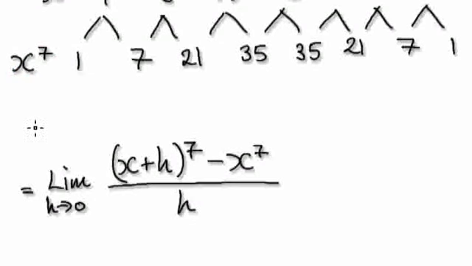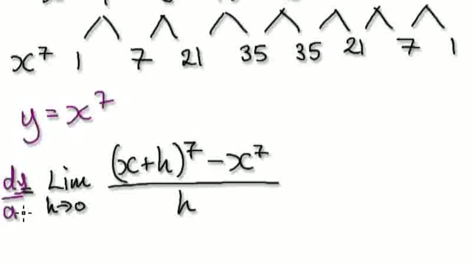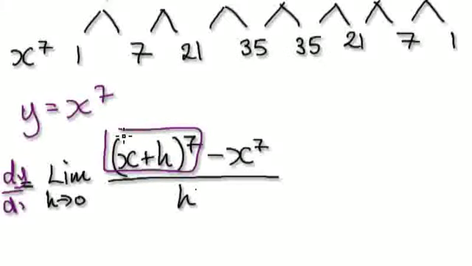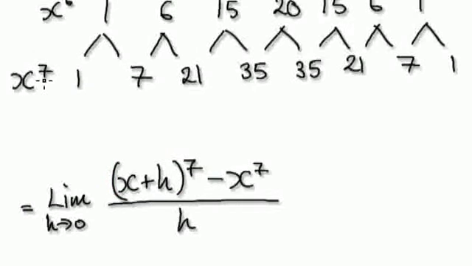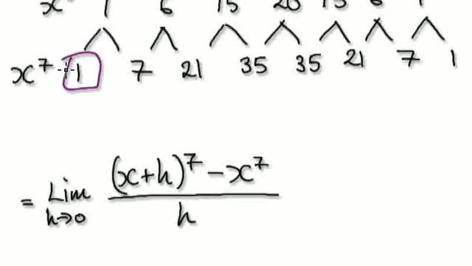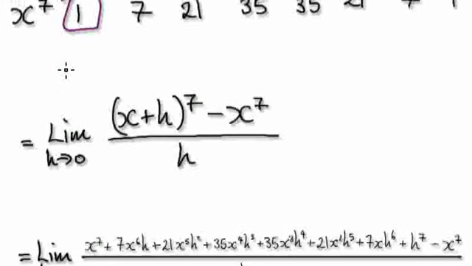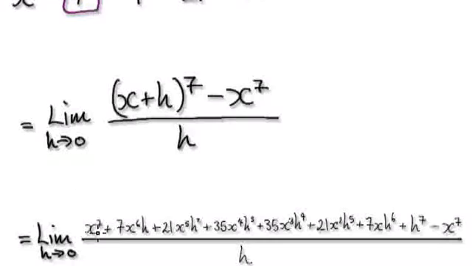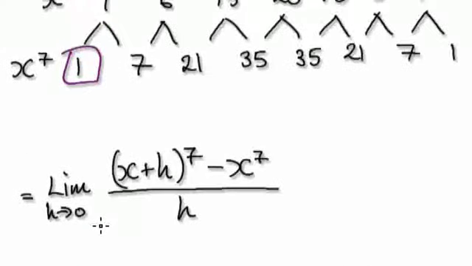So if you want to work out, let's say, y equals x to the power of 7, so dy by dx here would be this. But the hard part is in this bit here. So you would then use Pascal's triangle here. If you look at x to the power of 7 here, the first coefficient would be 1. Hang on. The first coefficient is really 1. Okay? And then the next coefficient is 7.